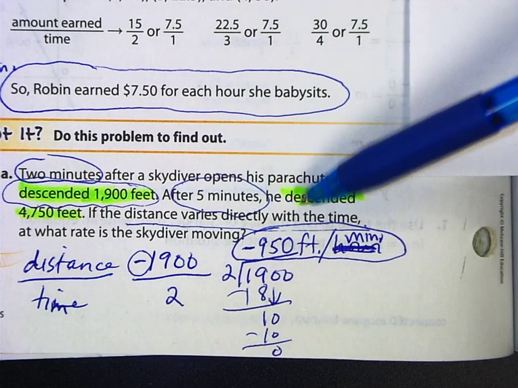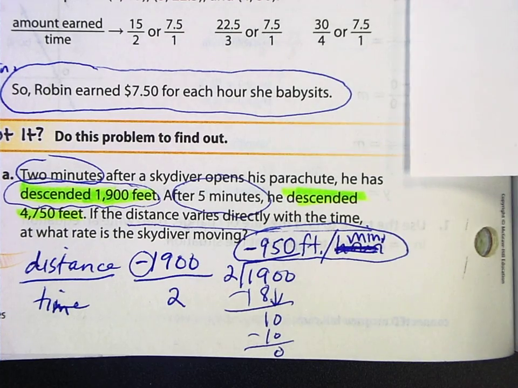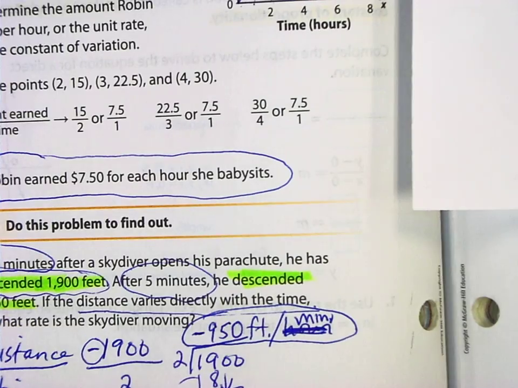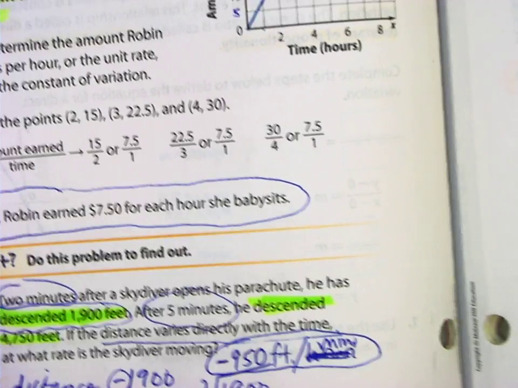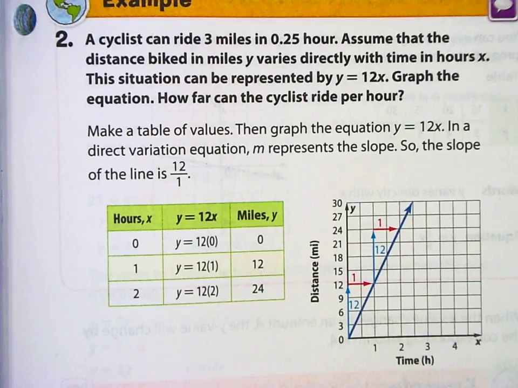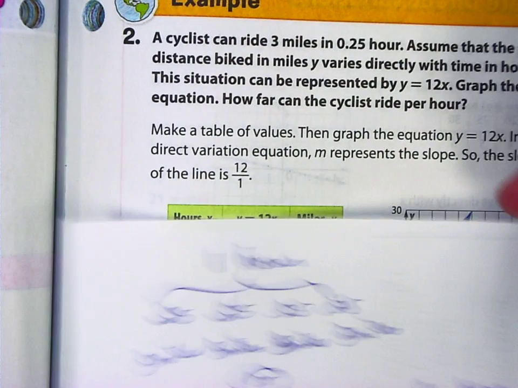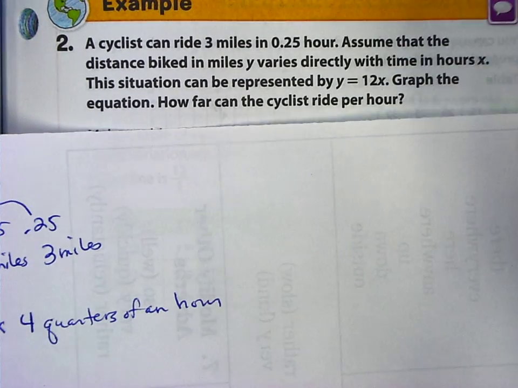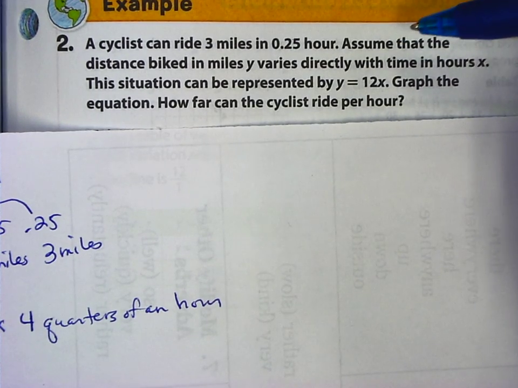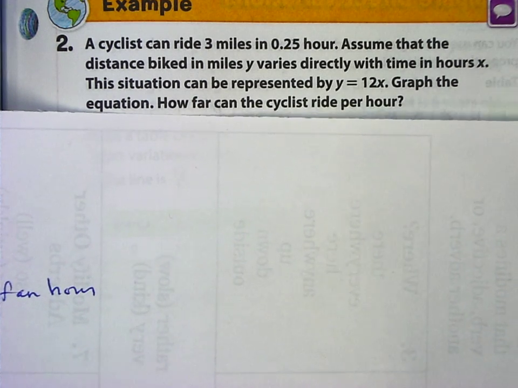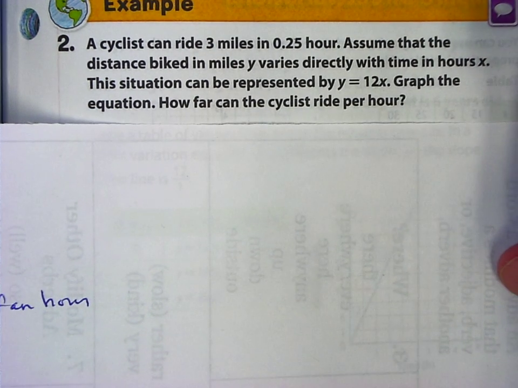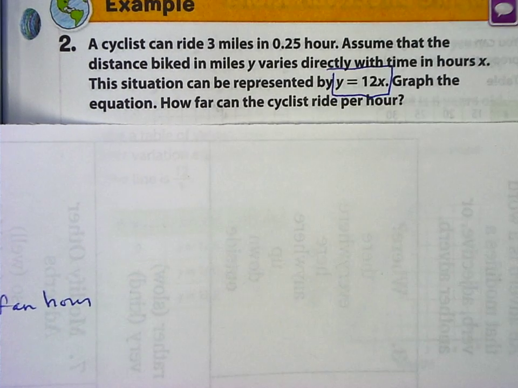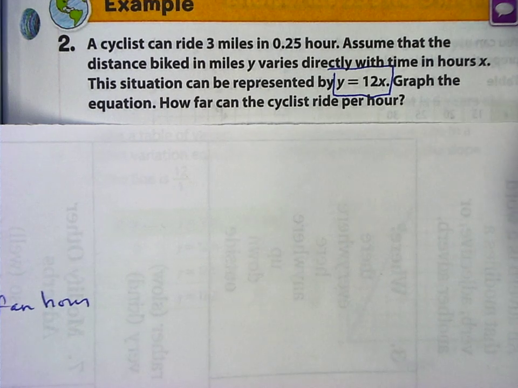Okay, so either point that we use on the line will give us the exact same direct variation. Okay, let's take a look at one last problem. We're at the top of page 191. A cyclist can ride 3 miles in a quarter of an hour. Assume that the distance biked in miles, y, varies directly with the time in x hours. This situation can be represented by y equals 12x. Graph the equation. How far can the cyclist ride per hour?